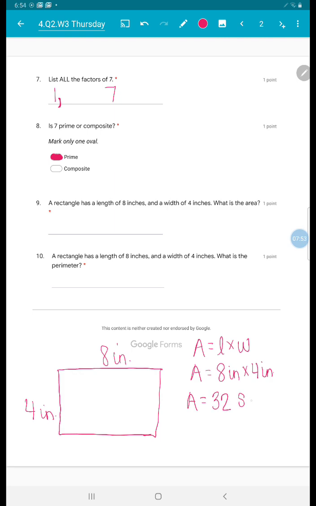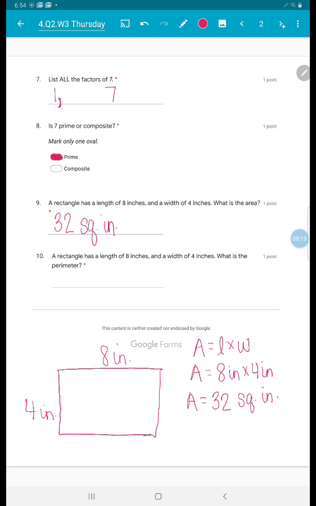Since it's area, our answer is in square units. So remember, for area, we're measuring the squares that are inside the rectangle. So the area is 32 square inches.